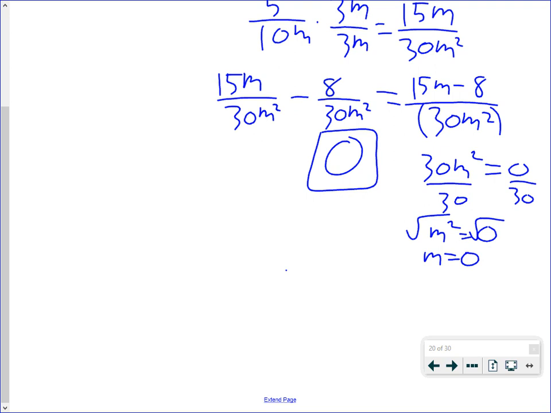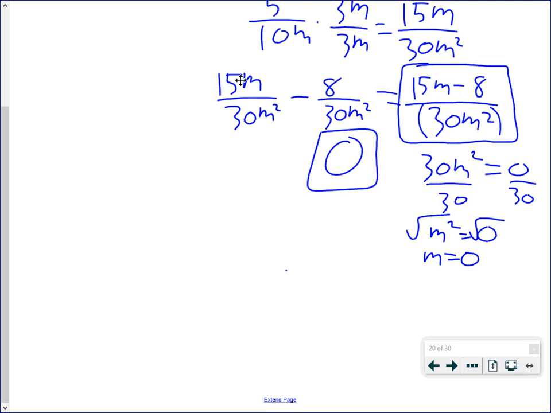And for 15m minus 8 all over 30m squared, we cannot reduce the top anyway. We cannot simplify this expression any more than it's already simplified. So 15m minus 8, all over 30m squared, is our most simplified form of this expression. So we're done there, and that's what our answer to number 8 is going to be.